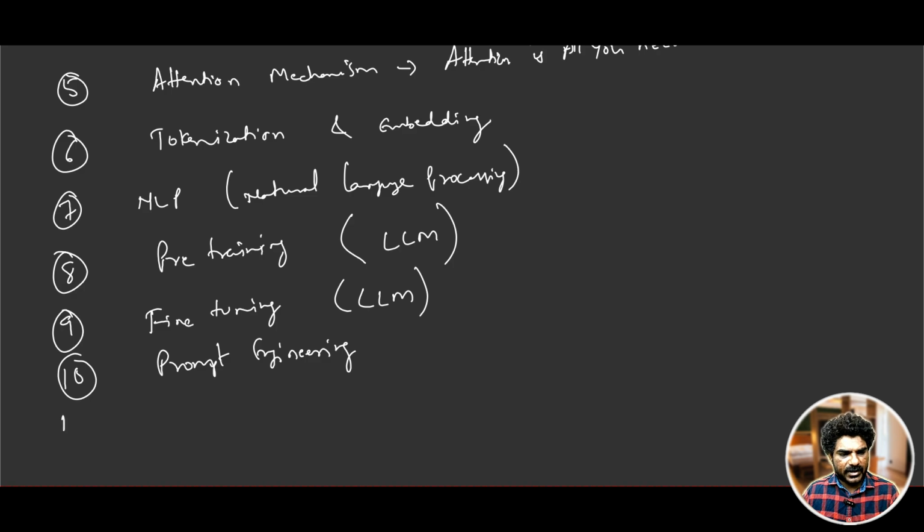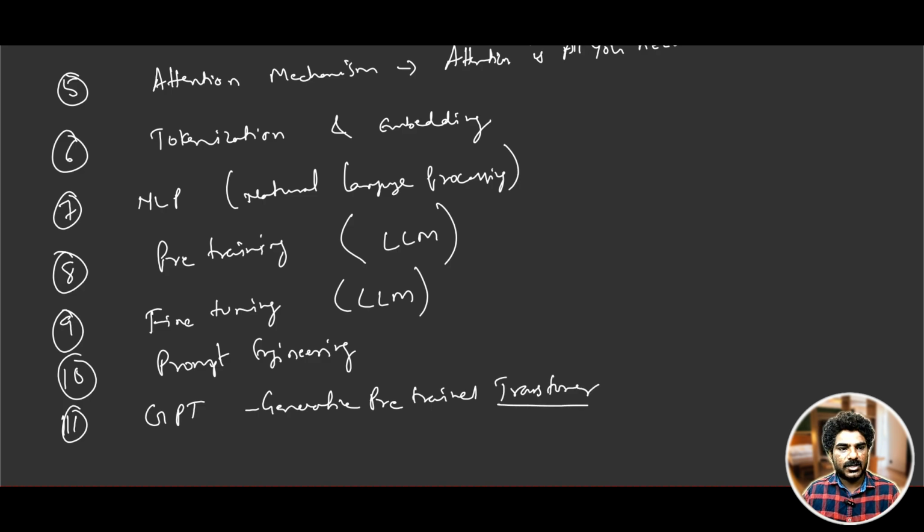So point number 11 is on the GPT, which is nothing but generative pre-trained transformer. You see this word transformer. We'll understand this when we discuss the transformer architecture. This GPT is also based on the transformer architecture. GPT is a family of large language models, typically built by OpenAI. OpenAI is again a research company, and they are known for their text generation capabilities.